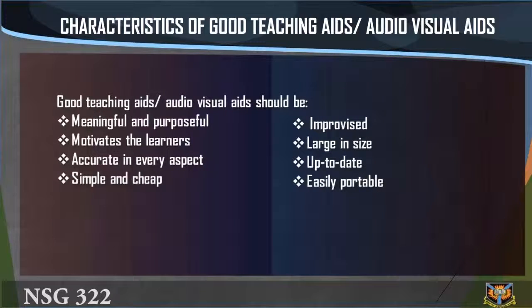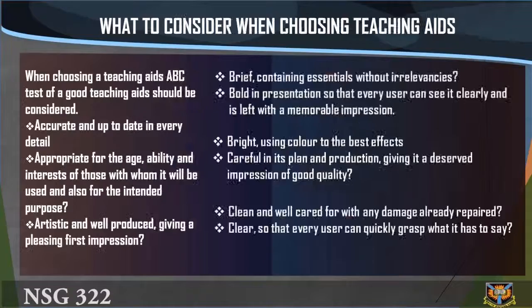Characteristics of good teaching aids and audiovisual aids. Good teaching aids and audiovisual aids should be meaningful and purposeful, motivate the learner, be accurate in every aspect, simple and cheap, improvised, large in size, up-to-date, and easily portable. What to consider when choosing teaching aids?